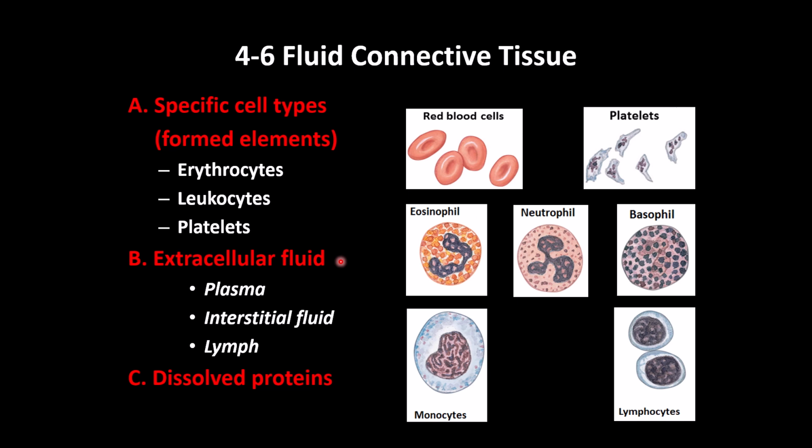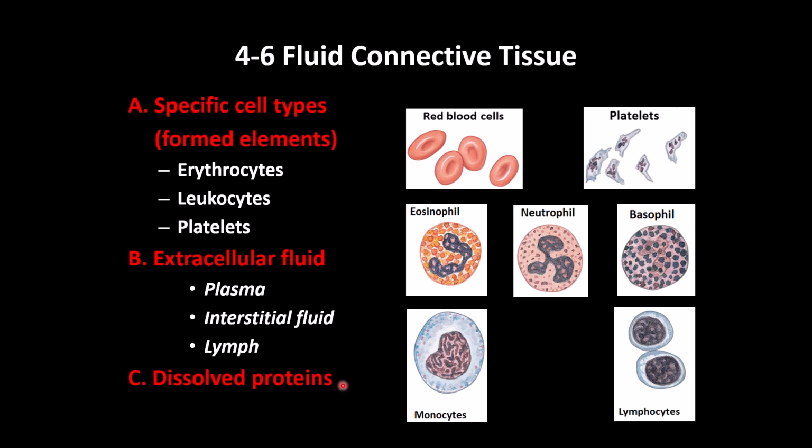Extracellular fluid is made of the plasma, lymph, and interstitial fluid. It used to be part of the fluid connective tissue. Now they say this is a different organ, but still it is considered as a type of fluid connective tissue.